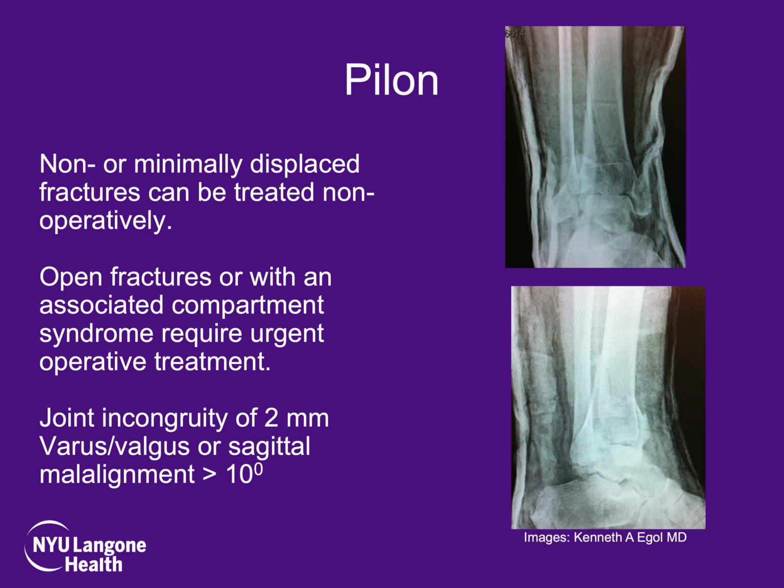As far as treatment, non- or minimally displaced fractures may be treated non-operatively. Usually this is reserved for people with poor soft tissue envelopes or too sick to undergo surgery. Certainly open fractures, those associated with compartment syndrome, require urgent operative treatment, and this is usually done in a staged manner. Relative indications include joint incongruity of greater than 2 millimeters. Varus, valgus, or sagittal malalignment of greater than 10 degrees has also been indicated.